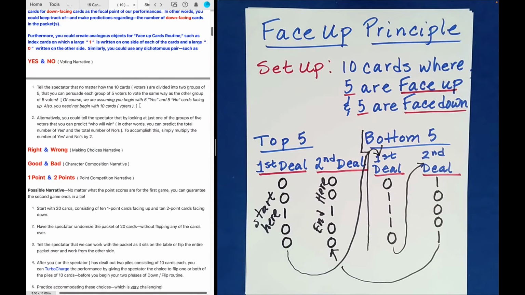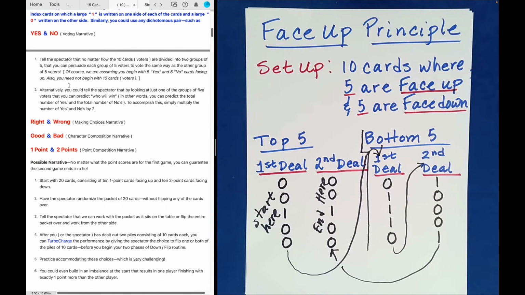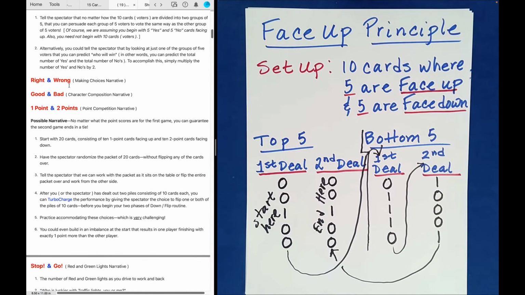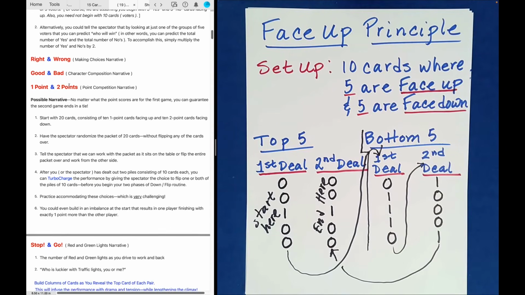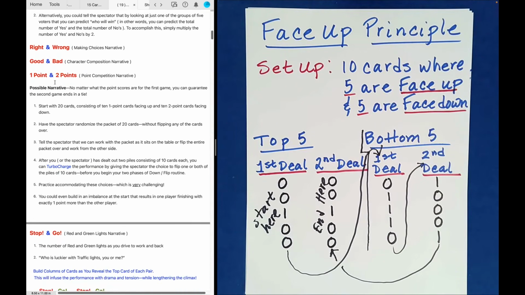And I want to just point out that you can apply this principle to very different situations. Here is a voting example where I supposedly am able to always persuade 2 groups of people to vote the same way, you know, like a yes and a no. And then there's, you know, you can use kind of a right-wrong narrative or good, bad. A fun one is a point system.